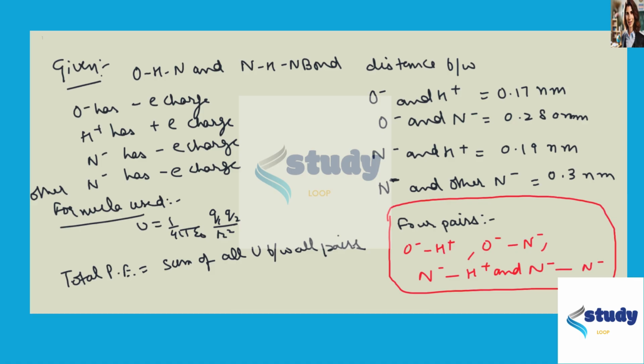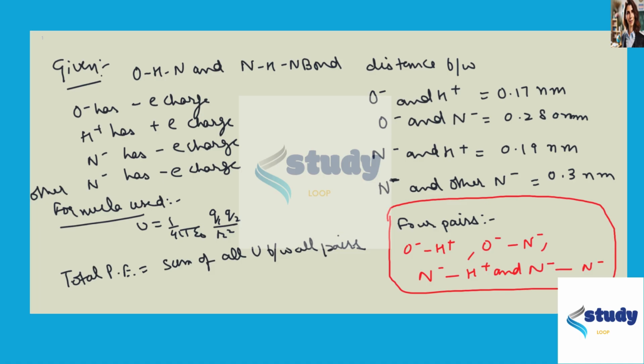So this is question number 23.6. We are asked to find the electric potential energy of the adenine-thymine bond. It has two molecules here, O-H-N and N-H-N. These bonds have four pairs: O minus and H plus, O minus and N minus, N minus and H plus, and N minus and N minus. Electric force acts between these pairs, and we have potential energy.